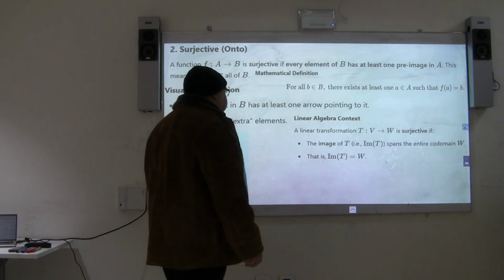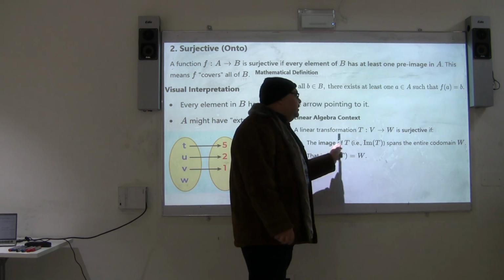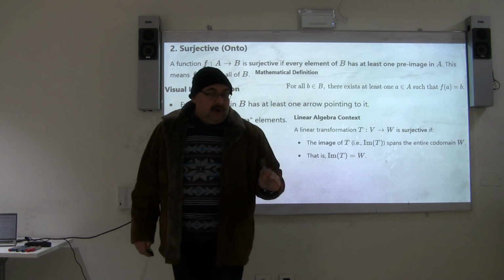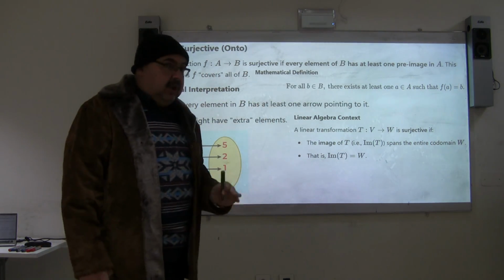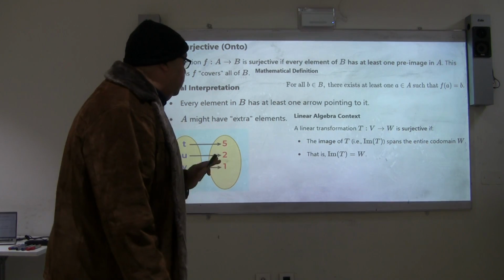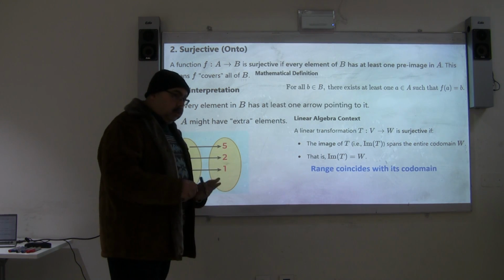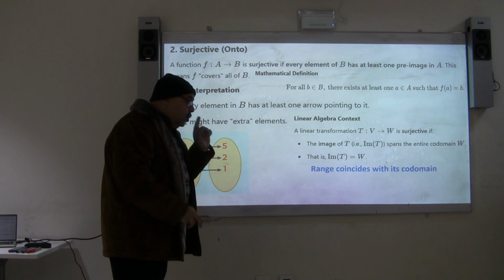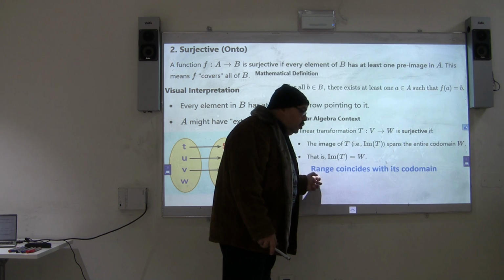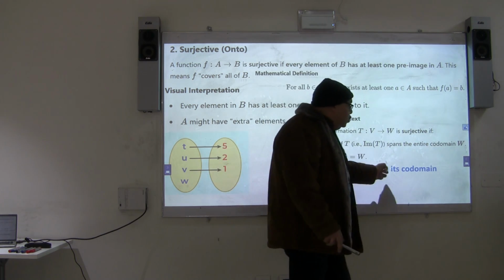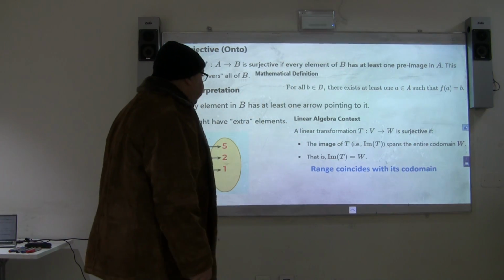Once more, in linear algebra, we actually check if the image spans the entire codomain. If the image after transformation covers or spans the whole codomain, we are in the surjective case. If it fails, it's not going to be surjective. As I told you, bottom line, to make your life easier, always remember that for surjective functions, the range coincides with the codomain. So they are all covered. Okay? This is really very good.